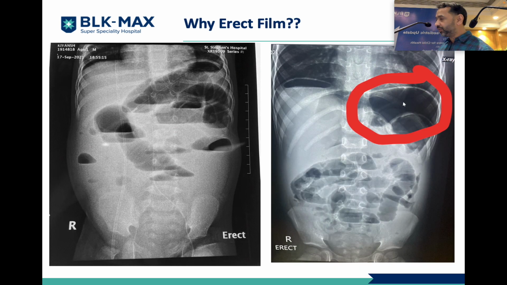So why an erect film? Because air, being lighter, always goes up, and then you will be able to see the multiple air-fluid levels. And you can then judge the status of the gas in the intestines. An erect film always gives us a good idea about the free air inside the abdominal cavity, so that you can make a diagnosis of pneumoperitoneum.